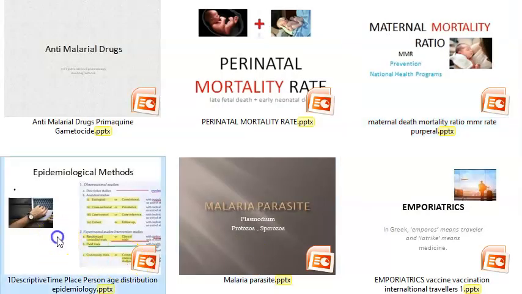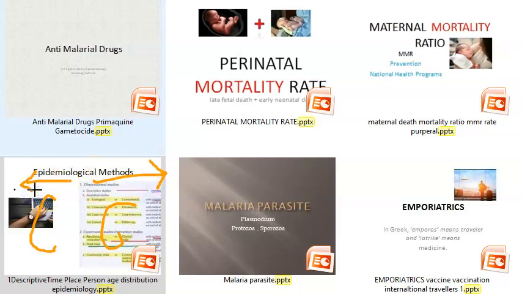Then coming to epidemiological methods, in this chapter you should know case control study and cohort study. Cohort study means a prospective study. Case control means you go backwards and try to look at the history.